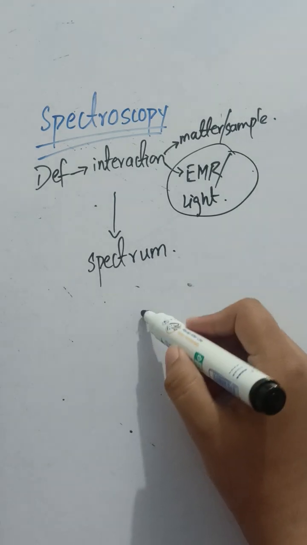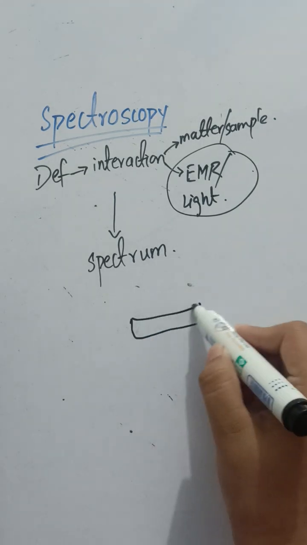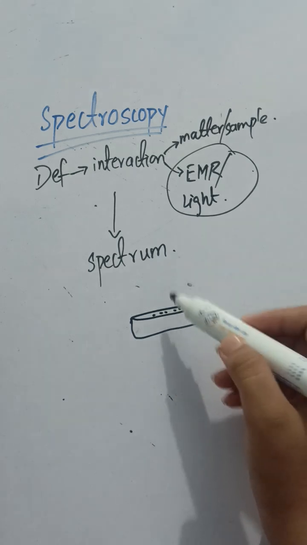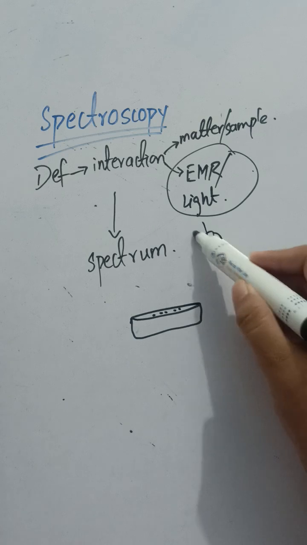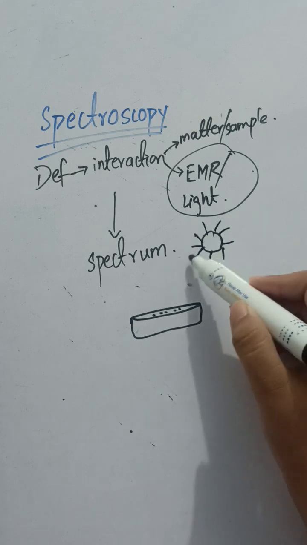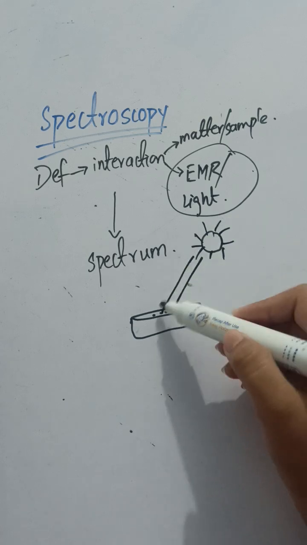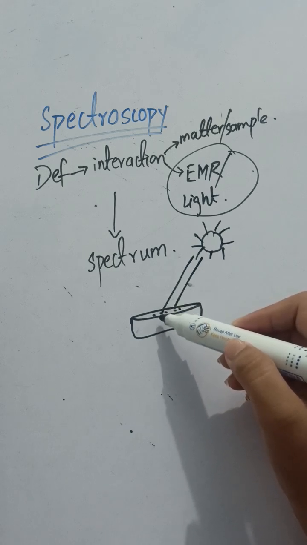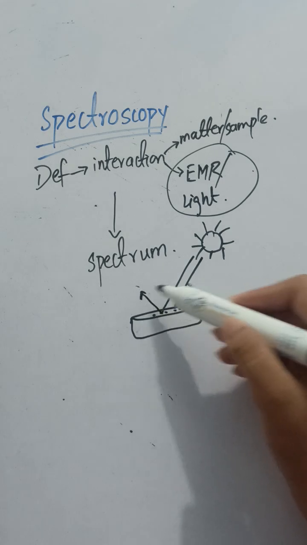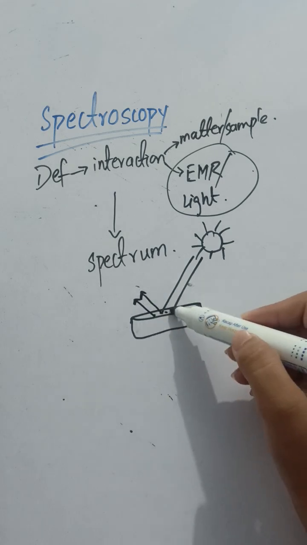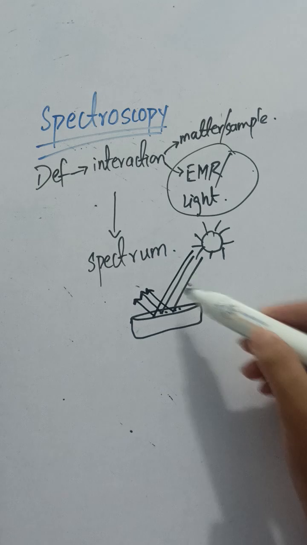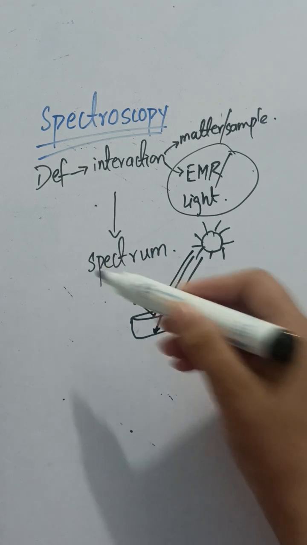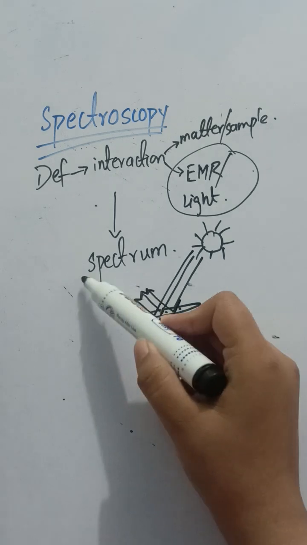For example, this is your sample in a dish. This is NaCl I have given to you, and you have to shine light over it. This is the source of light. The light comes over it, and some of these rays are absorbed into the NaCl particles and some are emitted out through the NaCl particles. So these kinds of things are happening there: some rays are absorbed, and some are emitted out.